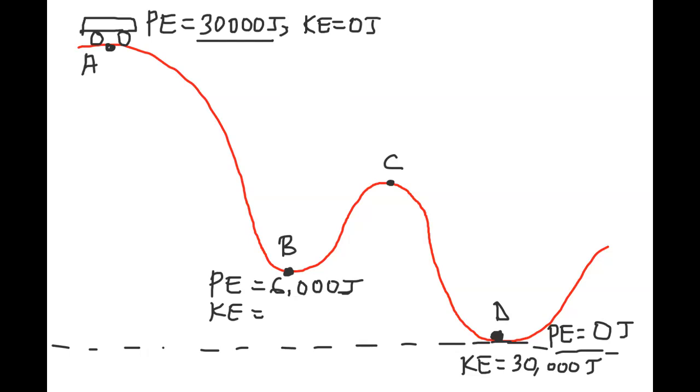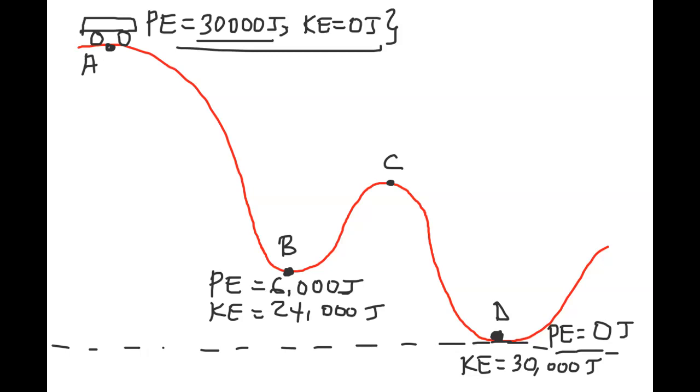So here we should end up with 24,000 joules, so that the sum of the two should give us the total energy that we had right here. So 24,000 joules makes sense, because 24,000 plus 6,000 is equal to 30,000 joules.